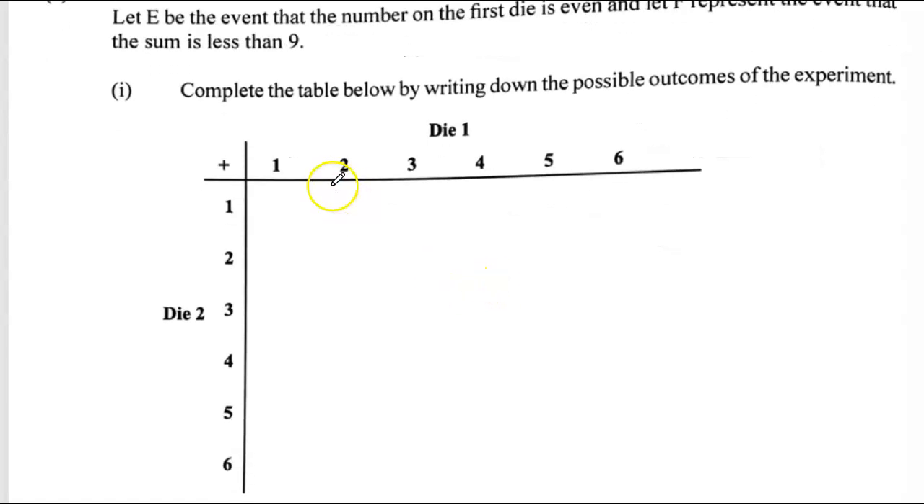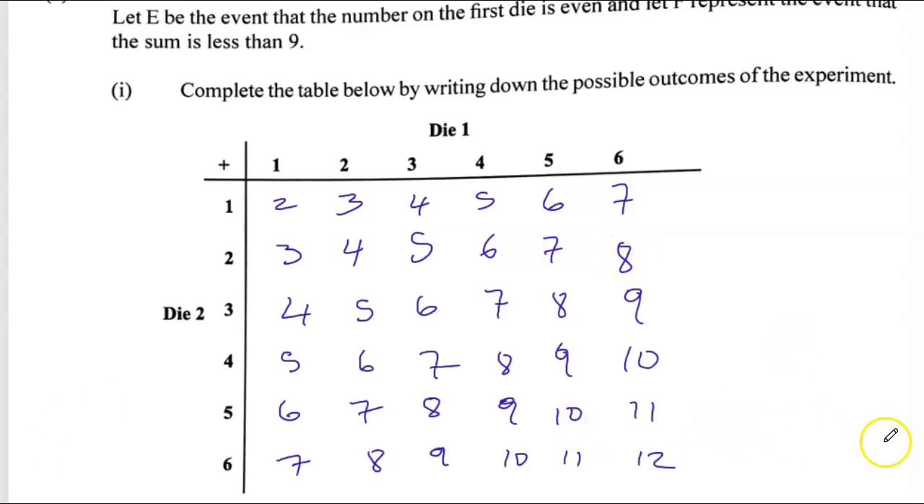Let's complete this table. So 1 plus 1, that's 2. 1 and 2, that's 3. 1 and 3, 4. 5, 6, 7. Next one, 2 and 1, that's 3. 2 and 2, 4. 2 and 3, 5, and so on. So it's a very easy table to complete. Only 2 marks for that. 2 and 4, 6. 2 and 5, 7. 2 and 6, 8. And so on. So now we have our table complete.